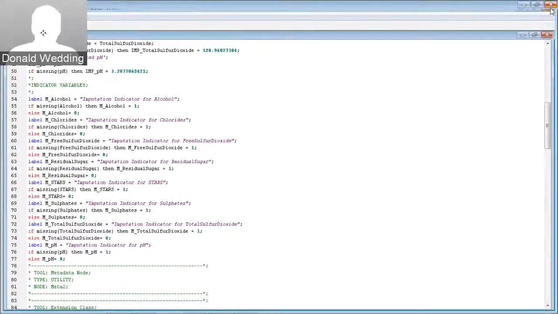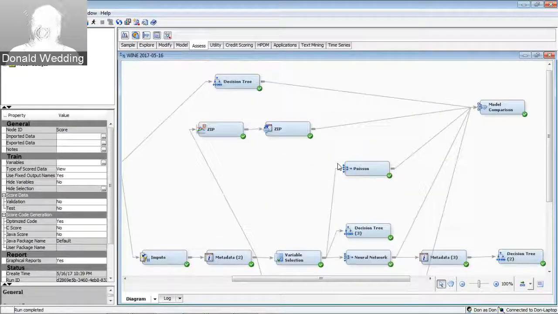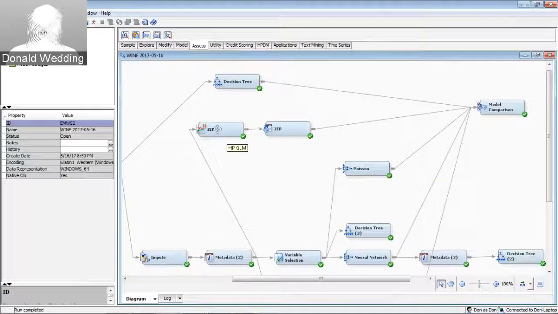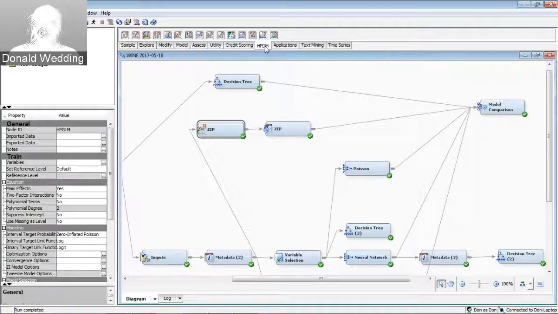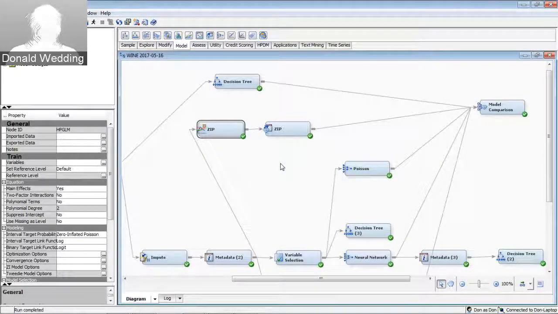So we discussed a lot of stuff on neural networks. And then over here, we built a couple of Poisson models using Enterprise Miner. We tricked the neural network. And then we also used the generalized linear model, right there. And we had to trick him by using the model import node. So you'll see what I did again.